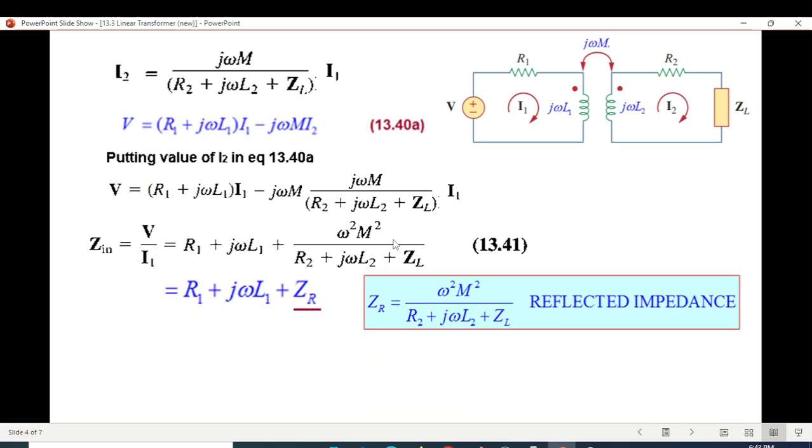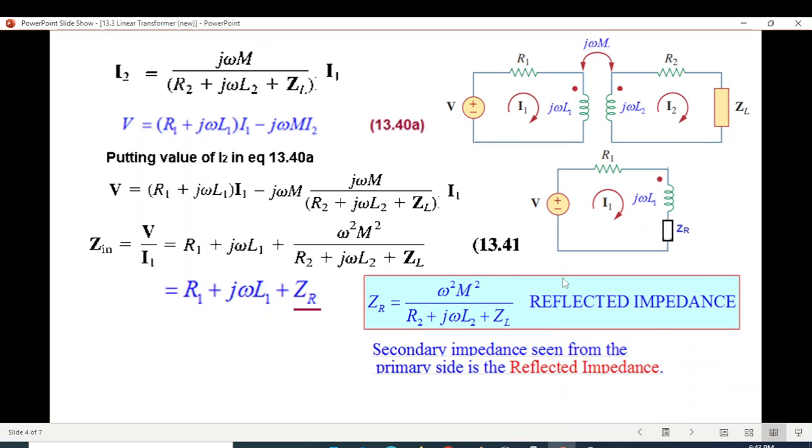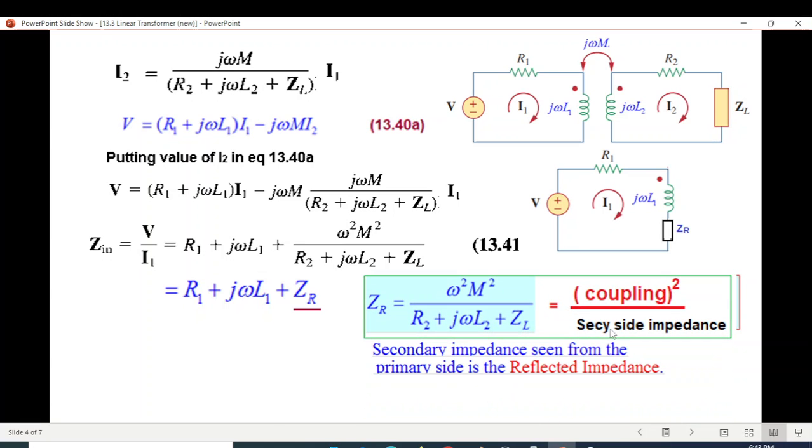So ZR is this value, the reflected impedance. Secondary impedance seen from the primary side is called reflected impedance. And the equivalent circuit we can draw like this: R, j omega L, and this is the reflected impedance. Now, you don't have to memorize this term. It's a very simple technique.